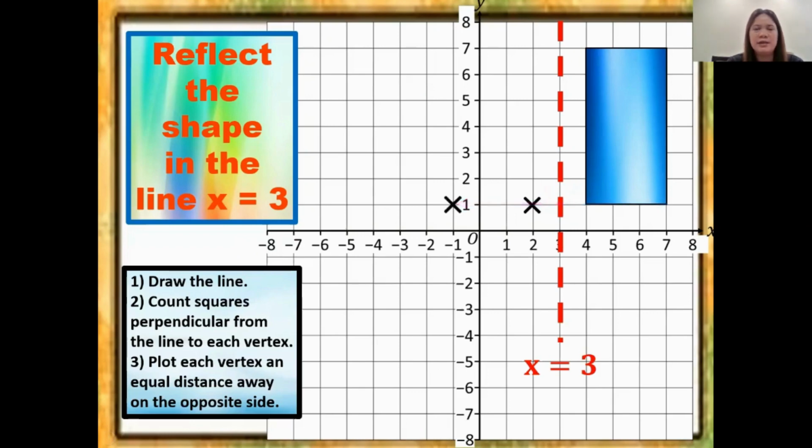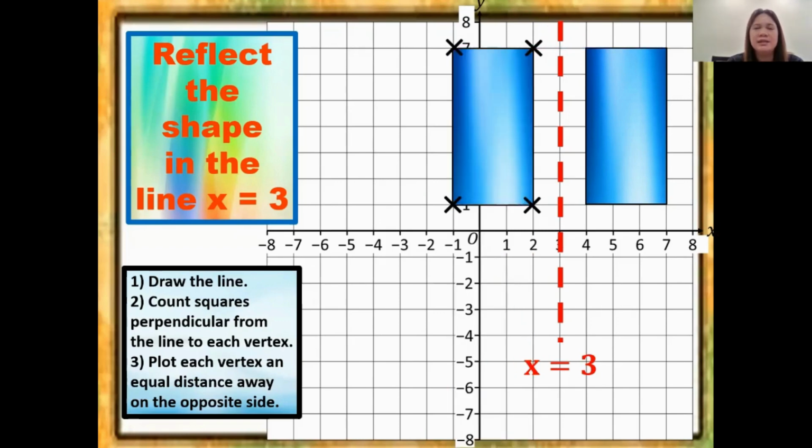We do the same with the other vertex. This is 1, so put the point. And from the line, we have 4 on one side, and 4 also on the other side. So we have completed all the corners of the rectangle, and we just need to draw the rectangle. And here we have it. This is your final answer, the reflection of the given shape. It's easy, right? Year 8.